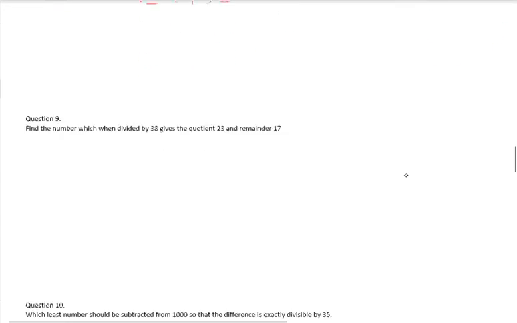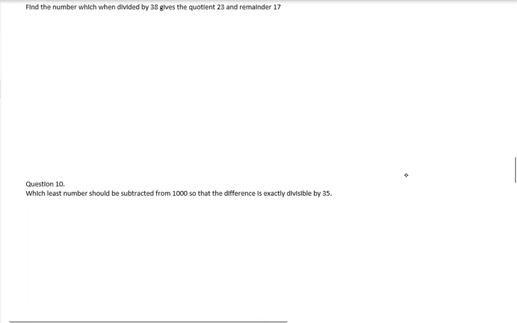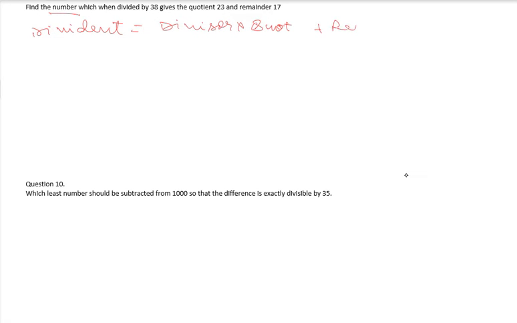The next question is find the number when divided by 38 gives quotient and remainder. So you easily understand we have to find the dividend here. So dividend is equal to divisor into quotient plus remainder. So divisor is 38, quotient is 23, plus remainder is 17. So 38 multiplied by 23 we will do quickly.